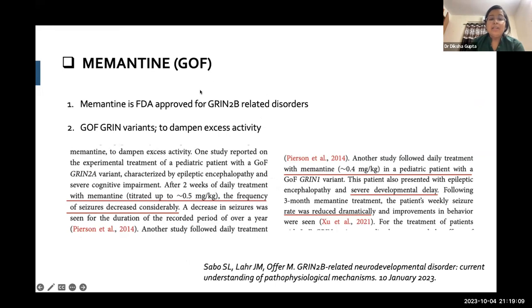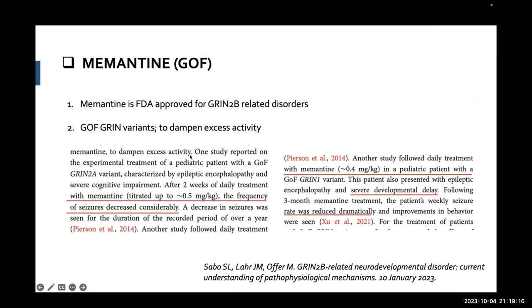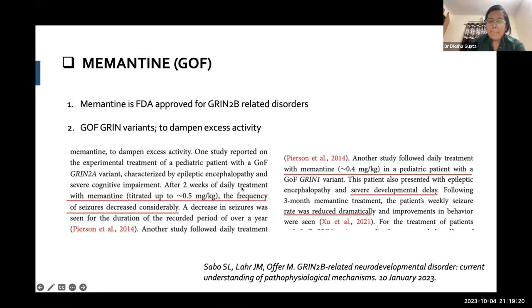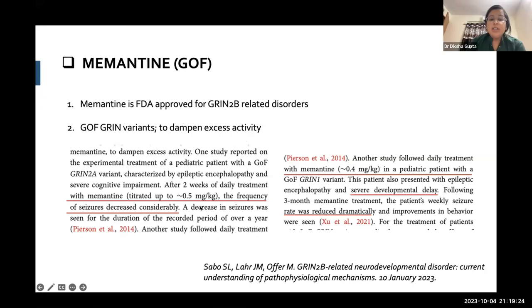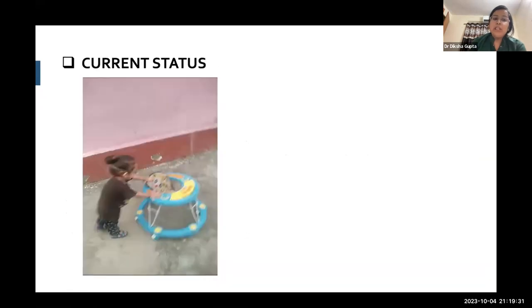Just a word on memantine, because it has been FDA approved for GRIN2B related disorders. Multiple studies have been done on memantine as well, and it helps to reduce excessive activity. So memantine is also a drug which is available, and we can give to patients who have gain of function mutation in the GRIN2B gene.